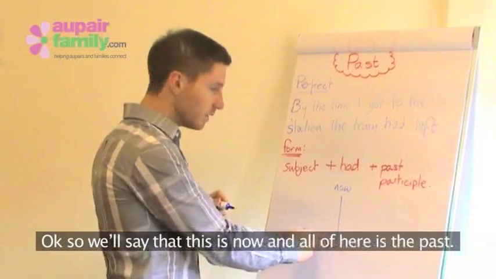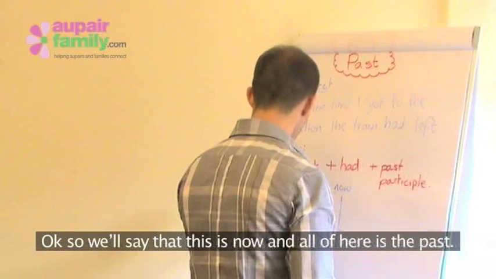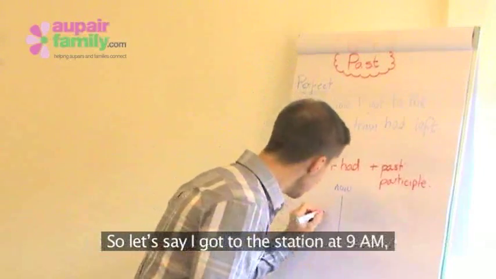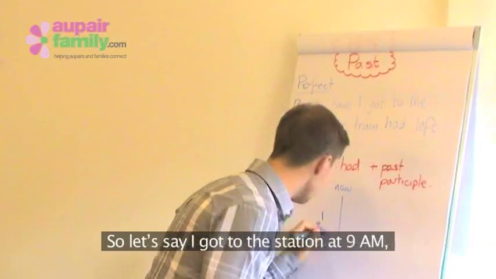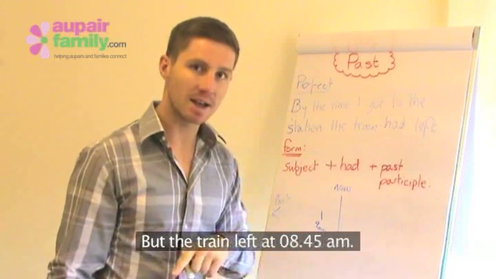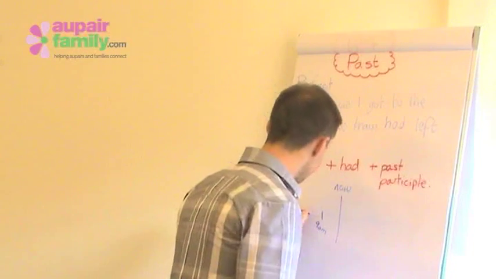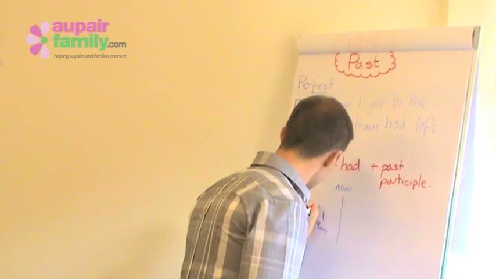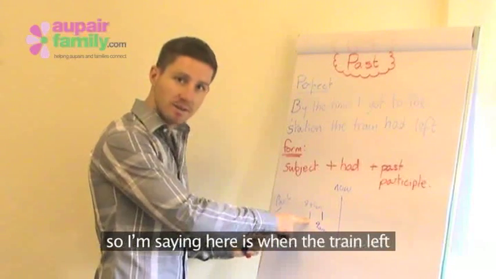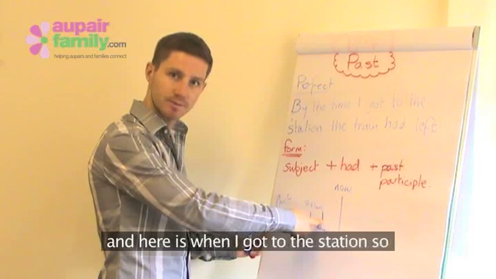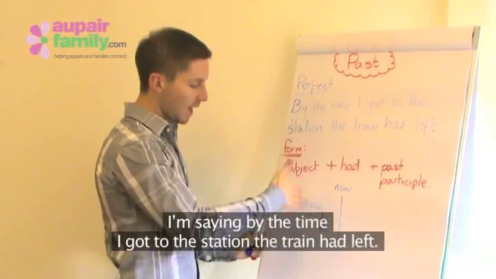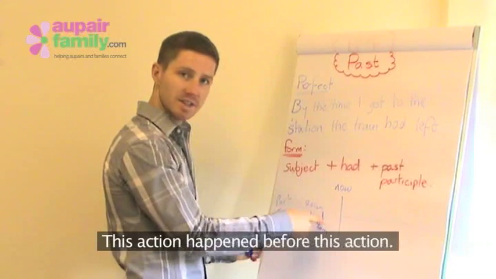Okay, so we'll say that this is now, and we'll say all of here is the past. Okay? So, let's say by the time I got to the station. So let's say I got to the station at 9 a.m. Okay? 9 in the morning. I got to the station. But the train left at 8:45 a.m. So we're saying that this is 8:45 a.m. So I'm saying here is when the train left, and here is when I got to the station. So because I'm starting with this action, I'm saying by the time I got to the station, the train had left. This action happened before this action.